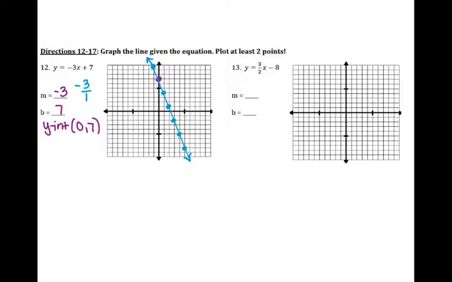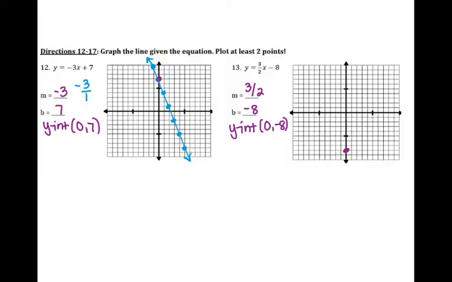Okay, 13, once again, is in slope-intercept form. So my m is the number in front of x, so 3/2, and my b is what we are adding or subtracting, which in this case is -8. So that means my y-intercept is at 0, -8, and that is where I'm going to begin, because I always begin at my b. And then I use my m to move.